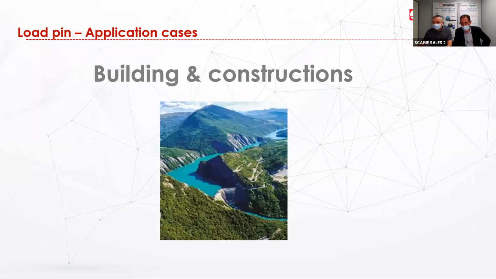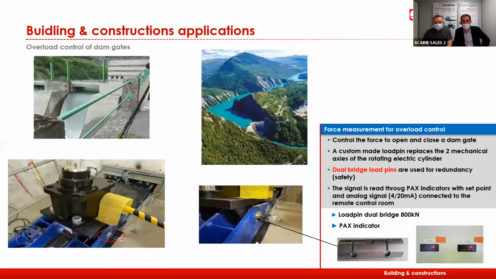Some other possible applications in building and constructions. We have an example here with the overload control of dam gates, in which we've used again dual bridge load pins, so with the redundancy of the signal, having a capacity of 800 kilonewton. Each load pin was offering 2 signals, so we've used 2 electronics to monitor this system.